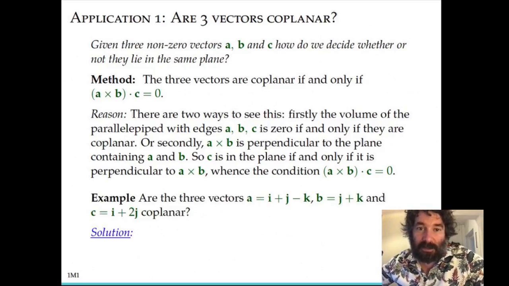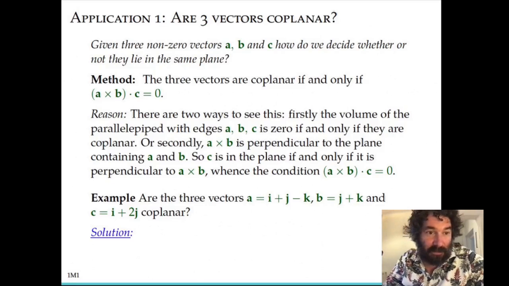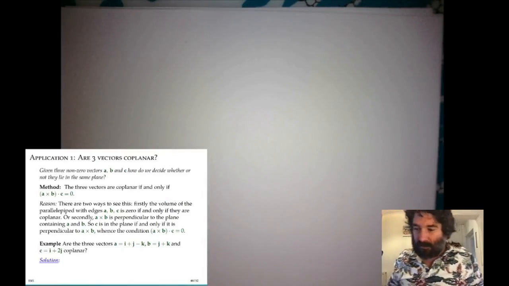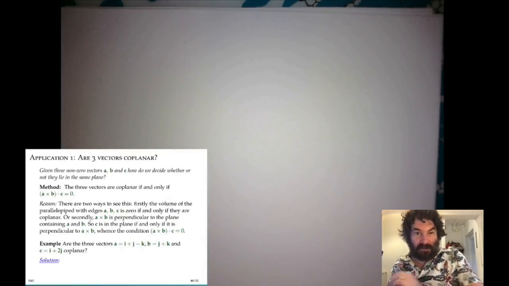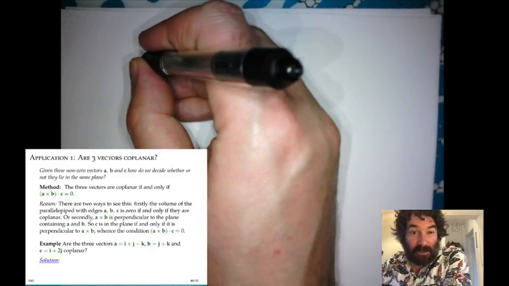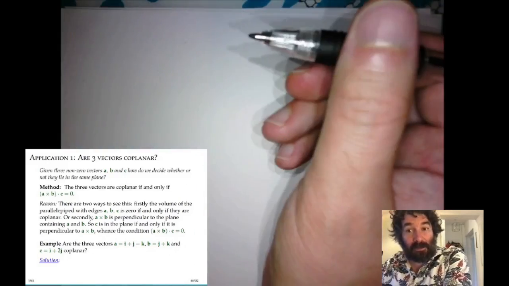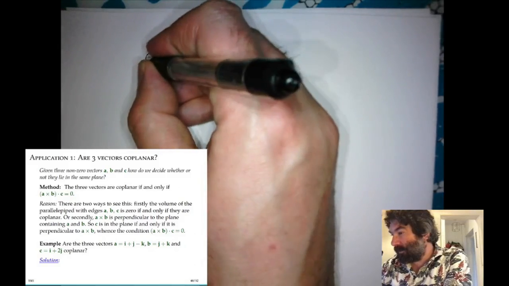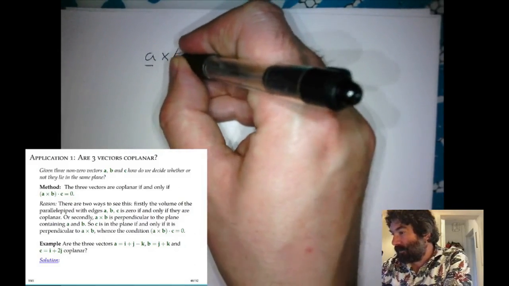So let's look at this example. We have these three vectors, A, B, and C, and we want to say, are they coplanar? Do they all lie in the same plane? So not so obvious just from looking at them, but we can use this condition in order to fairly easily determine whether or not these three vectors are coplanar. So we just need to first calculate the cross product of A with B, and then take the dot product with C. So let's first calculate the cross product of A with B.